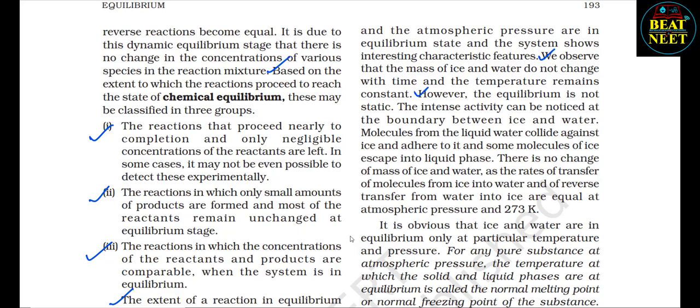However, the equilibrium is not static. Intense activity can be noticed at the boundary between ice and water. Molecules from the liquid water collide against ice and adhere to it, and some molecules of ice escape into the liquid phase. There is no change of mass of ice and water, as the rates of transfer of molecules from ice into water and the reverse transfer from water into ice are equal at atmospheric pressure and 273 Kelvin.